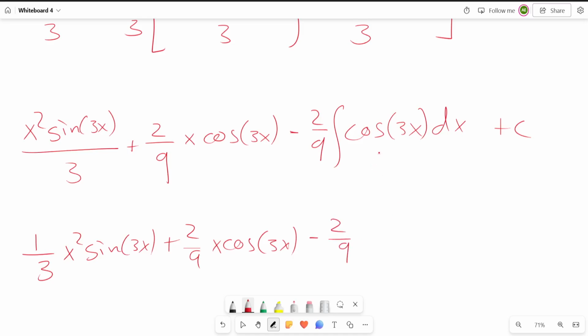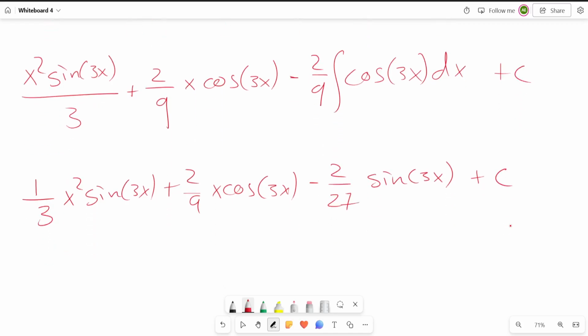over 9. Integration of cosine 3x is going to be sine 3x over the differentiation of what's inside, so over 3. So 9 times 3 is basically 27. So I can change this with 2 over 27. And then I'll have a plus c over here. And this is going to be my answer for this question.